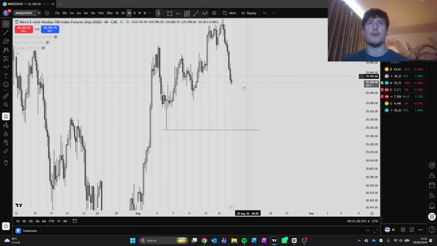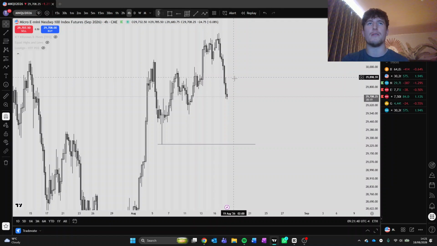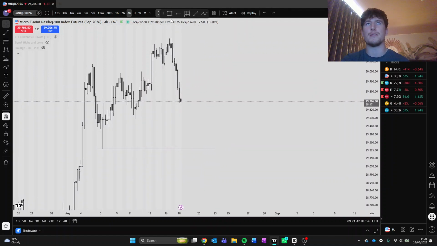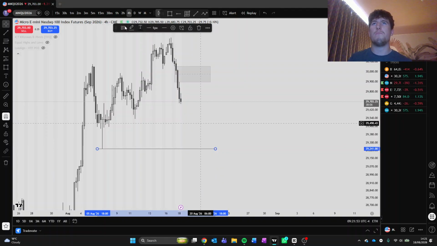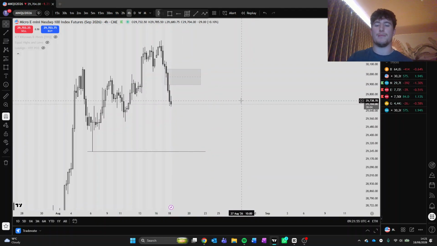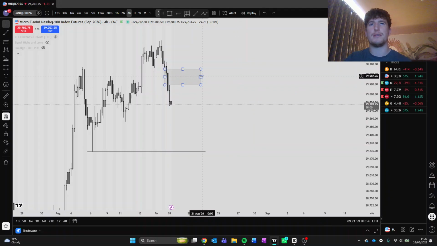On the 4 hour, we are changing the state, and there's so much liquidity just here. I wouldn't look for longs today at all, really. And then, that's just perfect.